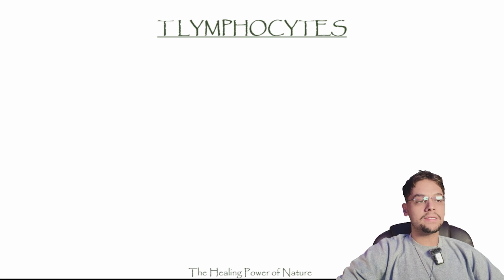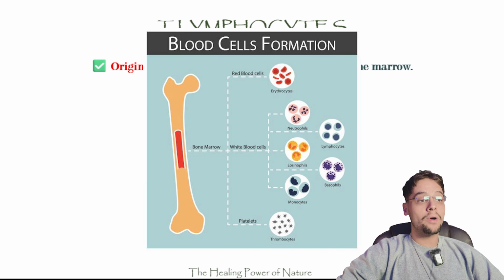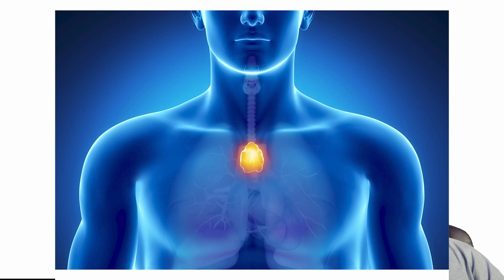So next, we're going to talk about T lymphocytes. T lymphocytes are produced in the bone marrow. However, for their maturation, immature T cells migrate to the thymus for differentiation and selection.